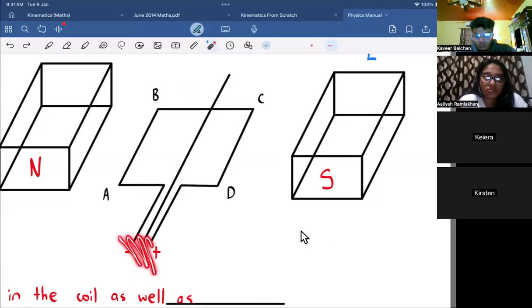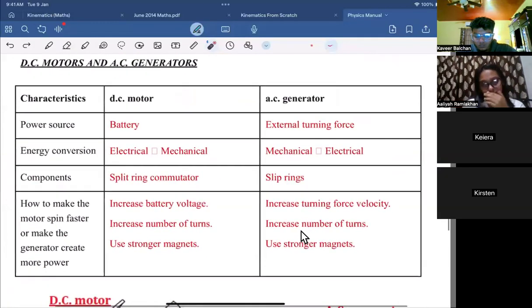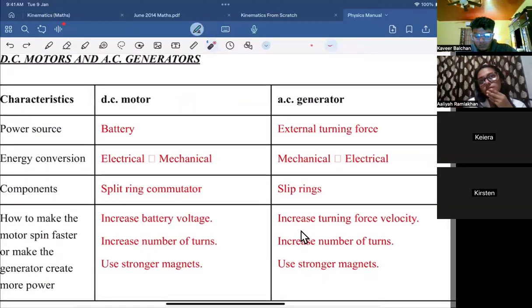So if it didn't have a battery here and I just spin this, because I have magnetic fields, it will induce a current in the coil. So all of a sudden, a current will just appear. That is how generators work. So for the AC generator to work, you need to spin it.